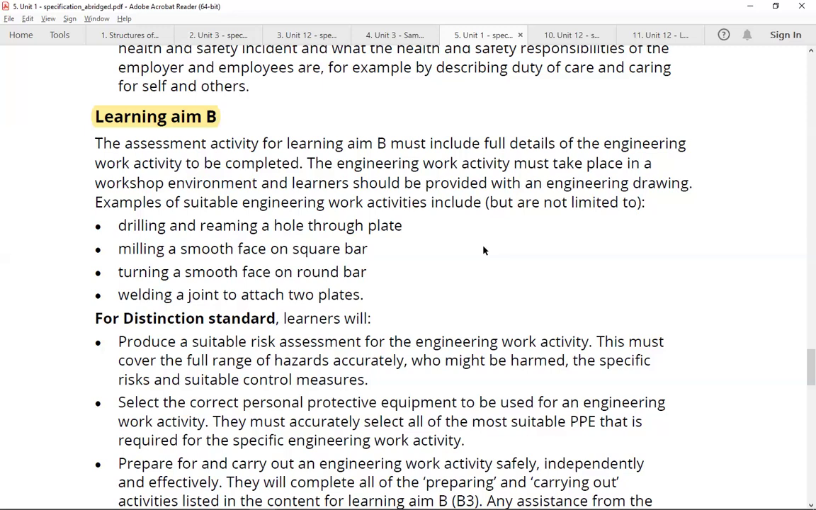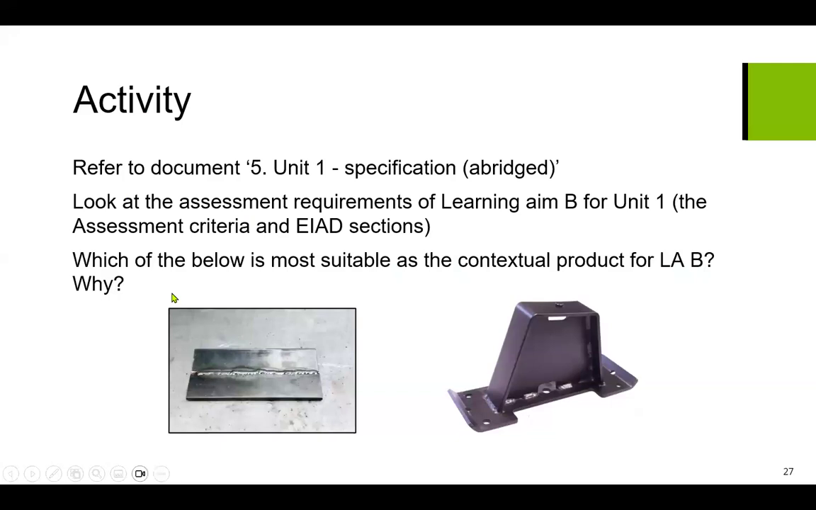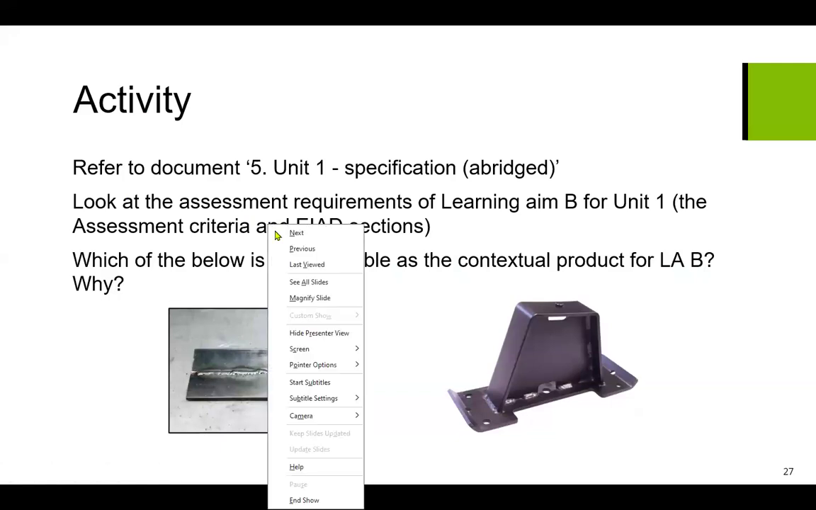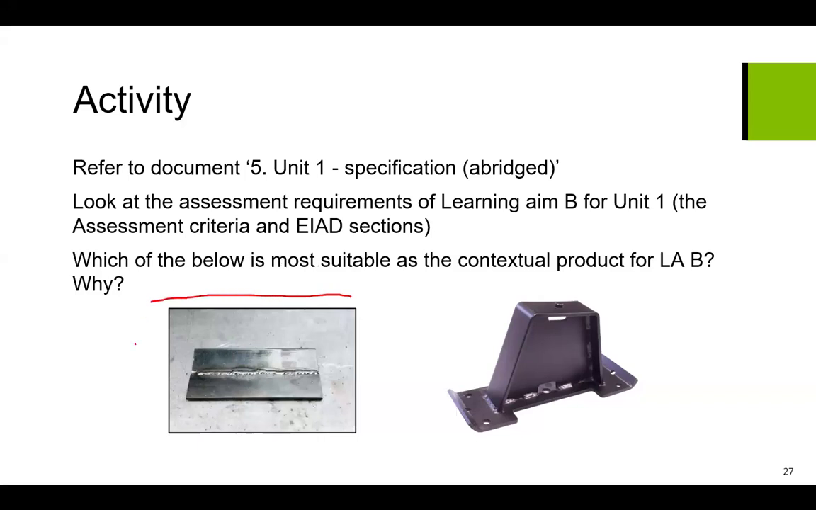So in the example we looked at, it wasn't drilling or reaming, it wasn't milling, it wasn't turning, but it did look like it was welding. And this one says welding a joint to attach two plates. So let's go back to the PowerPoint, and here's two examples. Now the first example, if I just bring up the pen here, this example that I'm highlighting here is simply welding two plates together. And that meets one of the requirements we looked at. So this one would be fine.